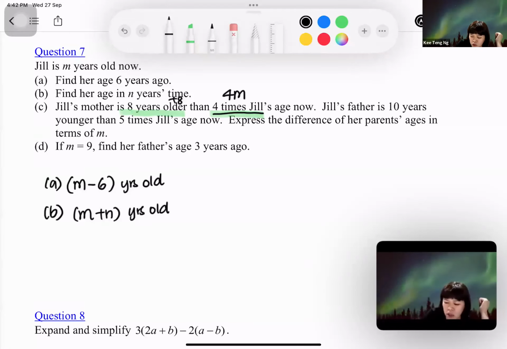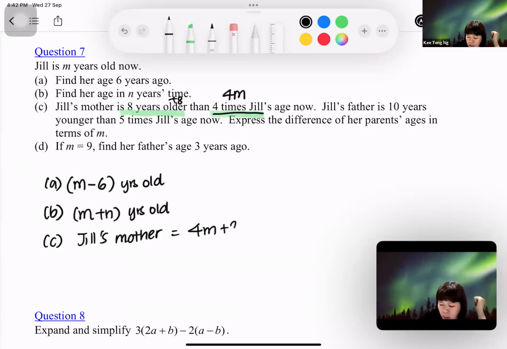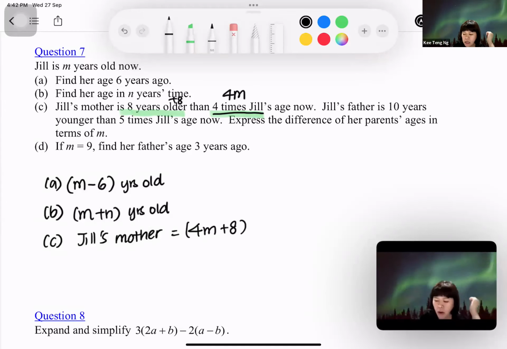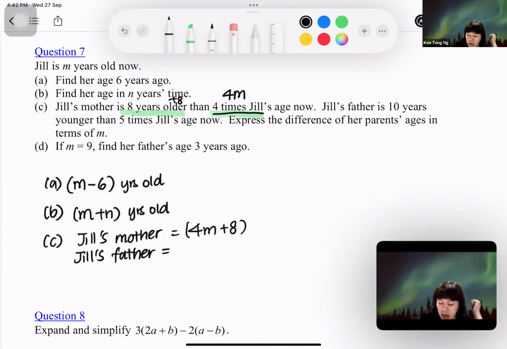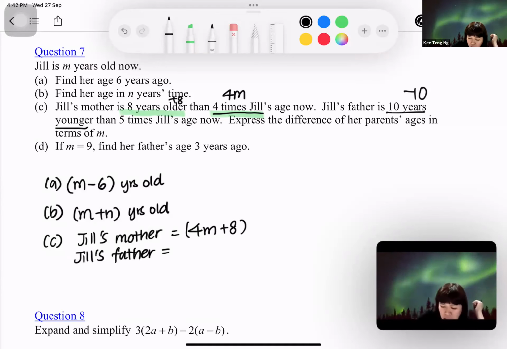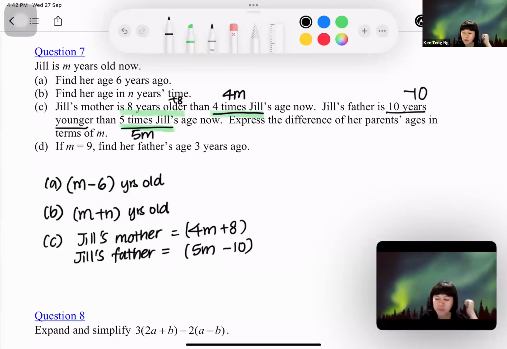Then 8 years older, so Jill's mother, part C, Jill's mother is 4 times, which is 4m, and 8 years older, so plus another 8. Right? Jill's father is 10 years younger. 10 years younger means minus 10, right? 5 times of Jill's age means 5 times m, right? So it's 5m minus away 10 years younger, right?